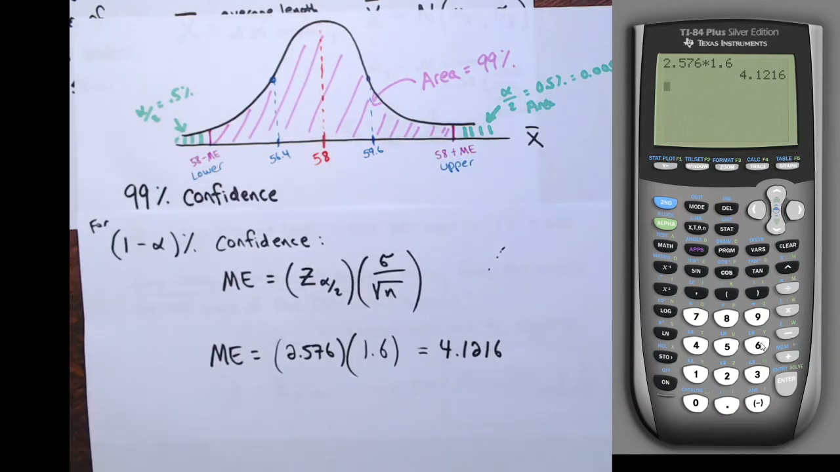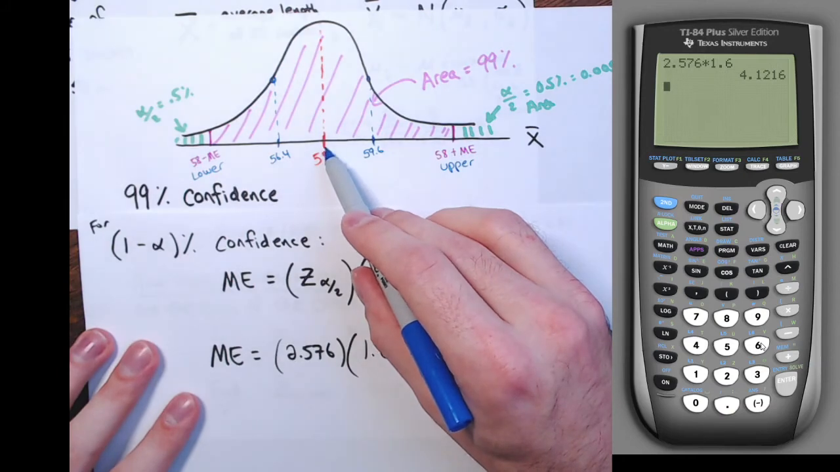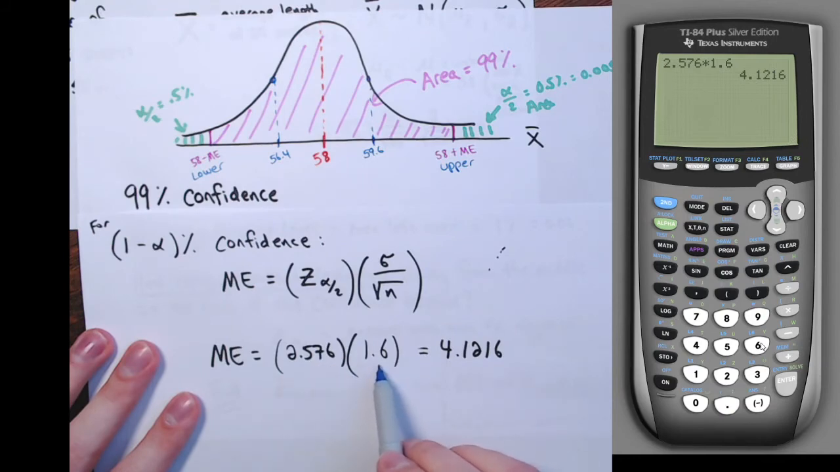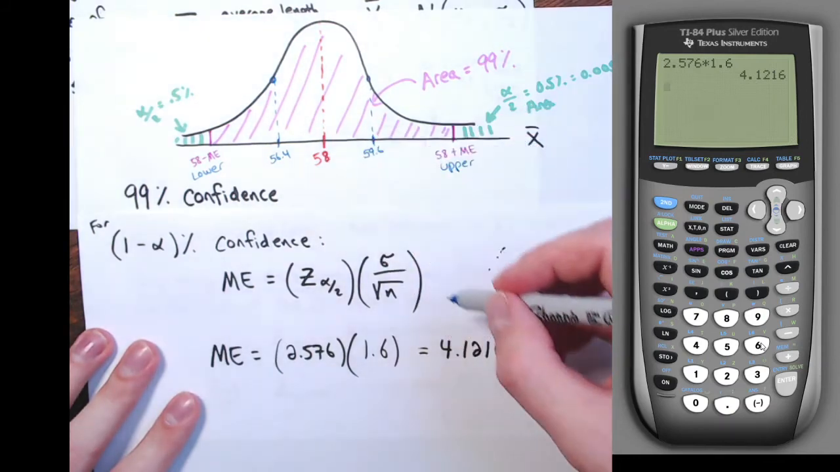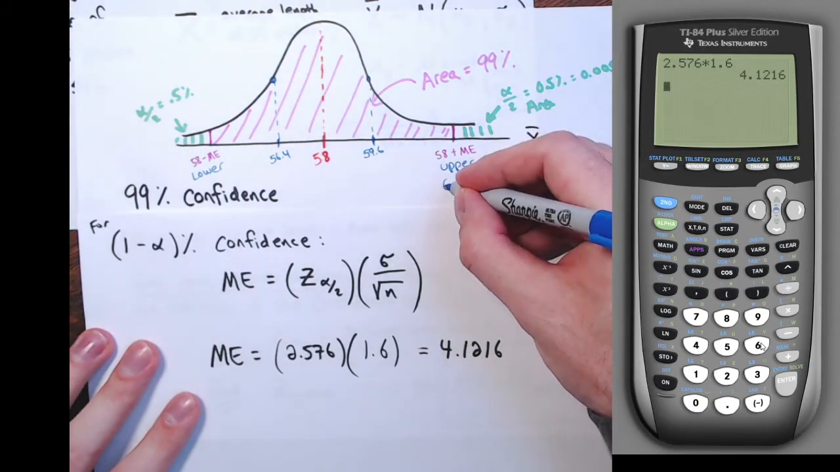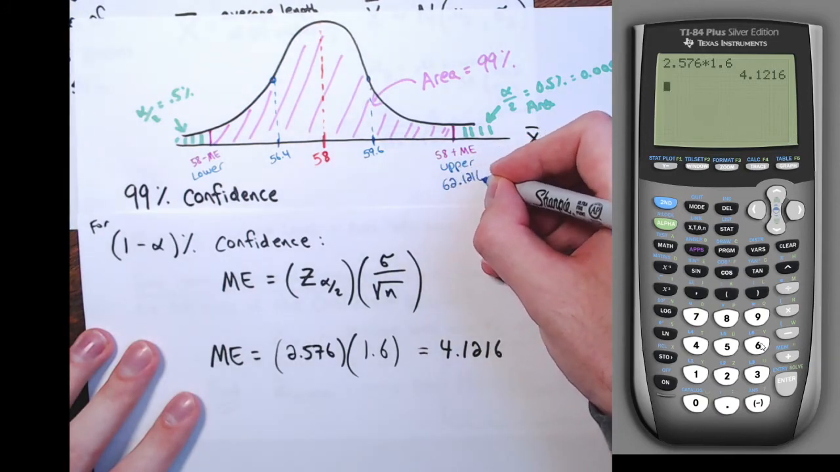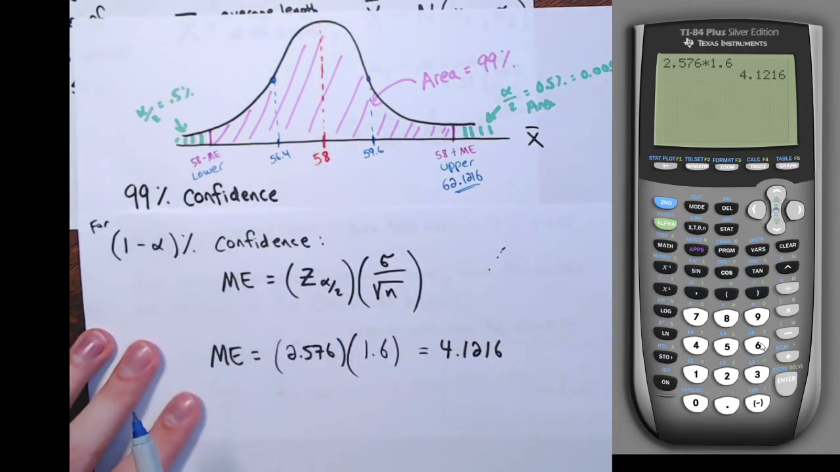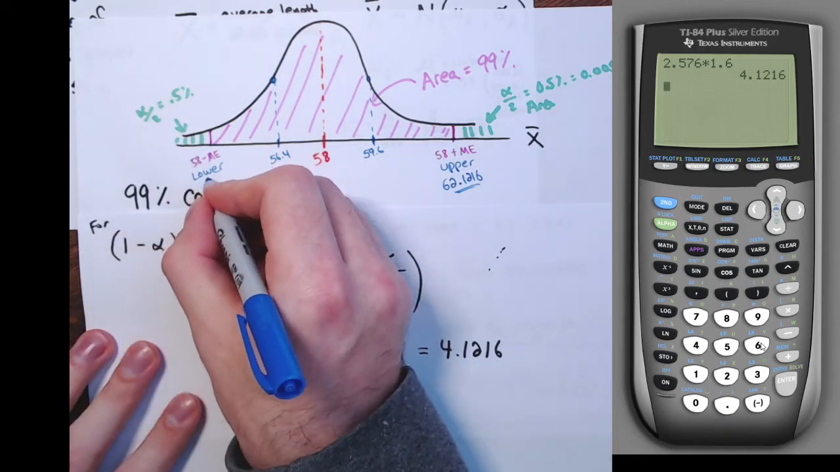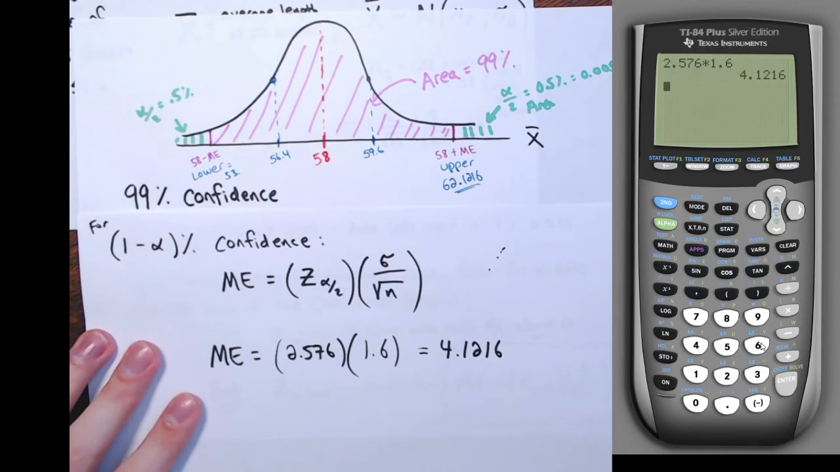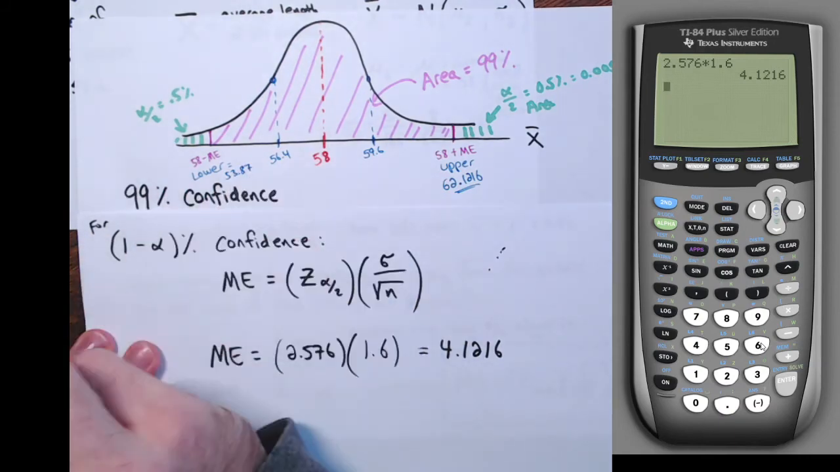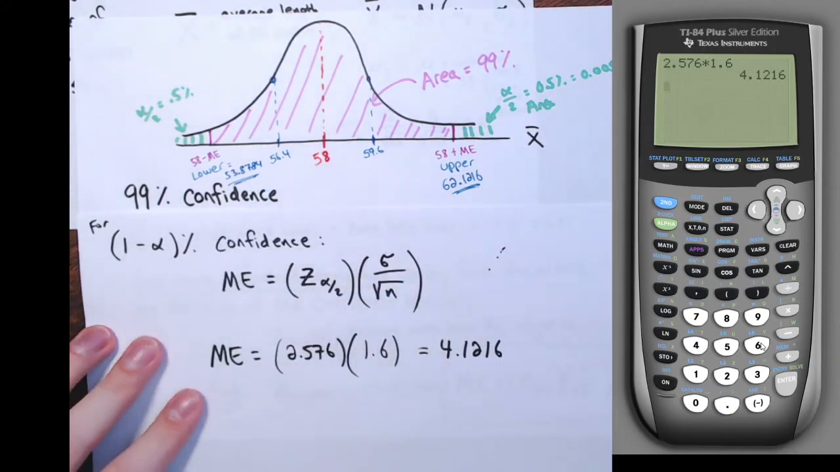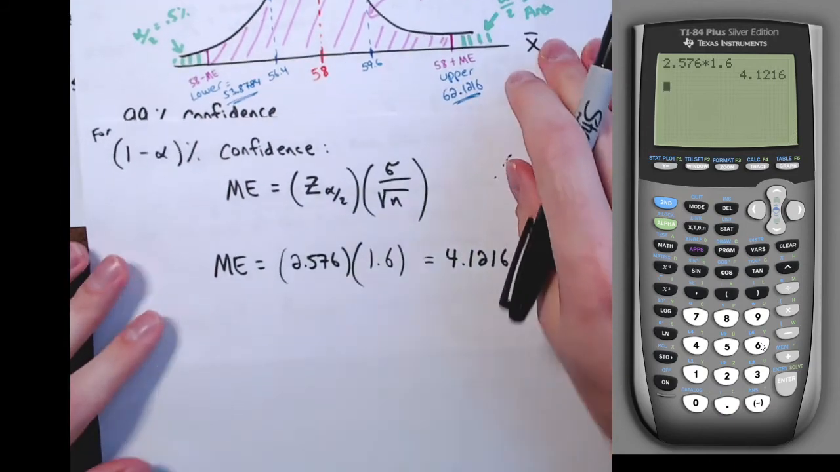So back in my drawing here with this normal curve for the x bars, the normal distribution, if I'm creating a 99% confidence interval, I'm starting at 58 in the middle here, the sample mean, the point estimate, adding this margin of error, this 2.576 standard deviations. So 58 plus 4.1216 would be 62.1216 for the upper value. And then 58 minus 4.1216 would give this lower value of 53.8784. So there's our 99% confidence interval.